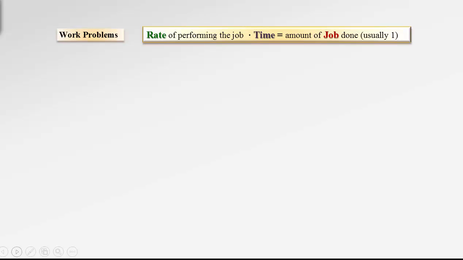Another type of problems, work problems. They are quite similar to motion problems. However, instead of just regular rate times time equals distance, now instead of distance, we'll have amount of job done. So rate of performing the job times time of performing this job equals the amount of job done. Usually this amount of job done is just 1, but not always.